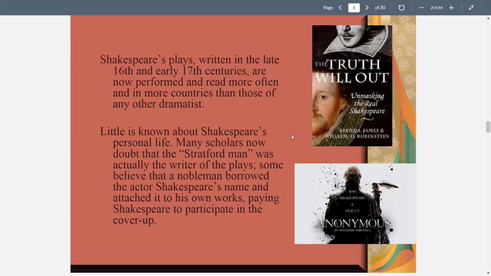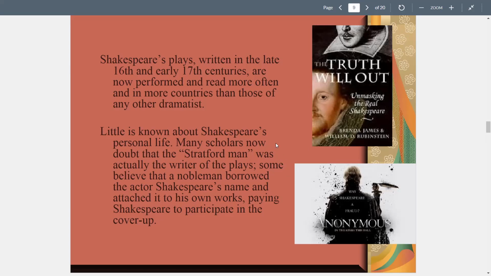And this isn't something new. This is something that even after his death, people doubted whether he wrote all of the plays. Mark Twain is one of the most famous doubters of Shakespeare being Shakespeare. And some people believe that a nobleman borrowed Shakespeare's name and attached it to his own works and paid Shakespeare to participate in the cover-up. That's basically the premise of the plot of the movie Anonymous, that it was someone else.